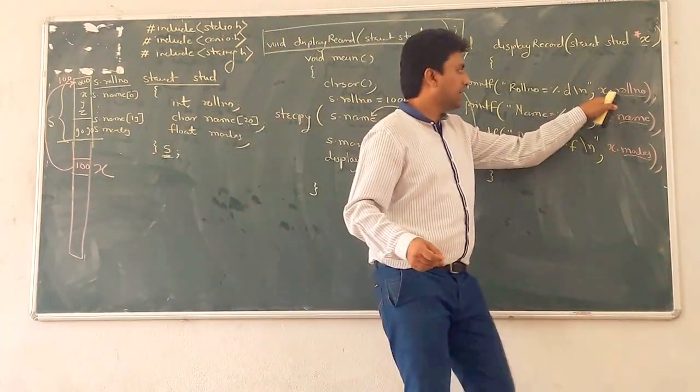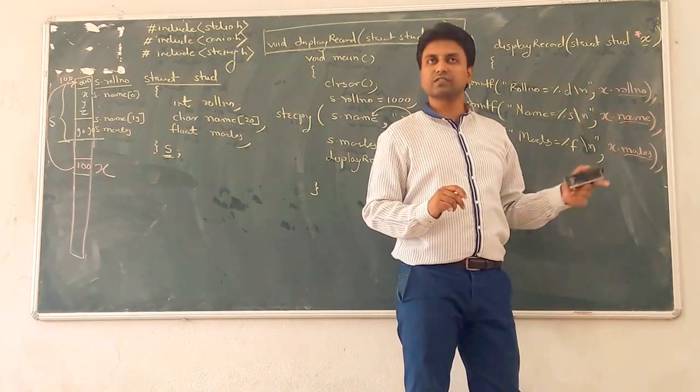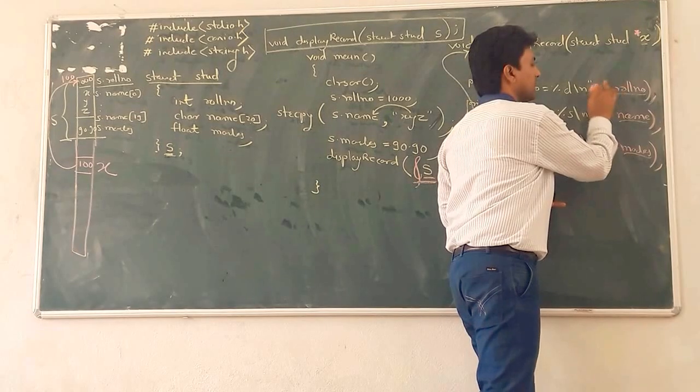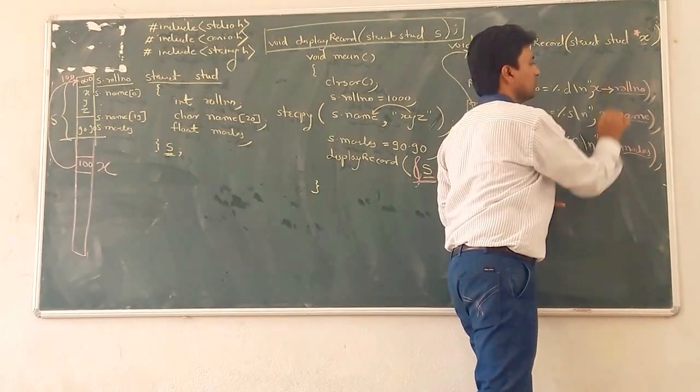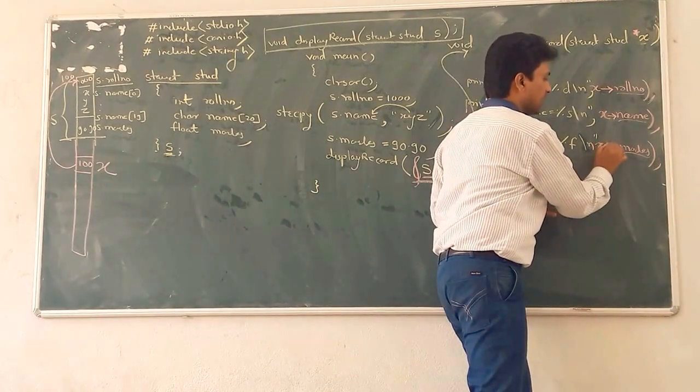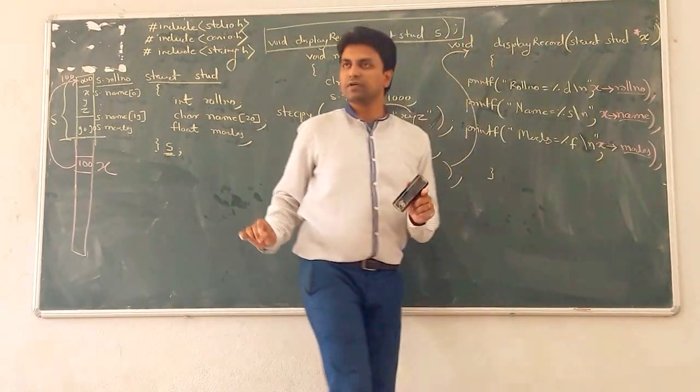So here x dot roll number does not work, it gives a syntactical error. Instead of that, use x arrow roll number, x arrow name, x arrow marks. Understood?